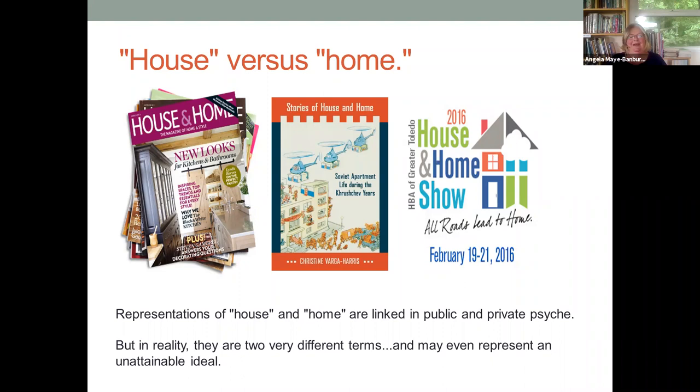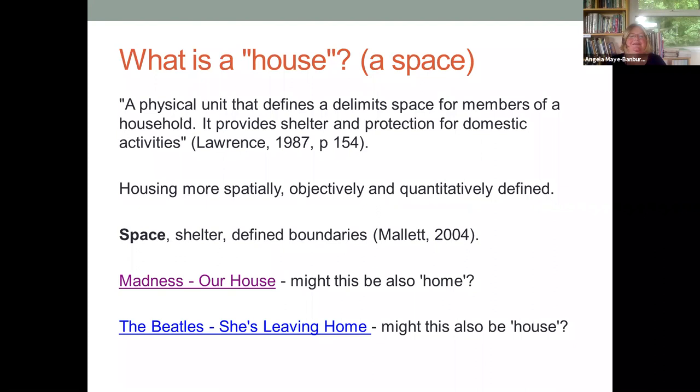So for example, a house is often much more quantitatively expressed. We talk about a demarcation of space. We talk about square footage. We talk about acreage. We talk about something much more tangible, much more physical, with physical characteristics. So Lawrence's definition here is very helpful. A house is a physical unit that defines a delimited space for members of a household. It provides shelter and protection for domestic activities. So Lawrence is saying that a house is quite a functional entity, something which serves an express purpose for everyday life.